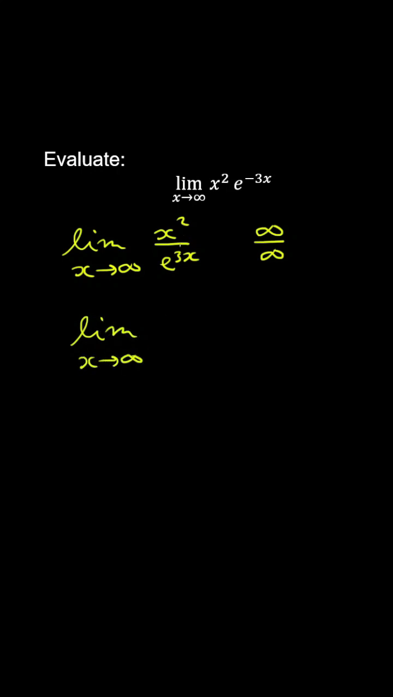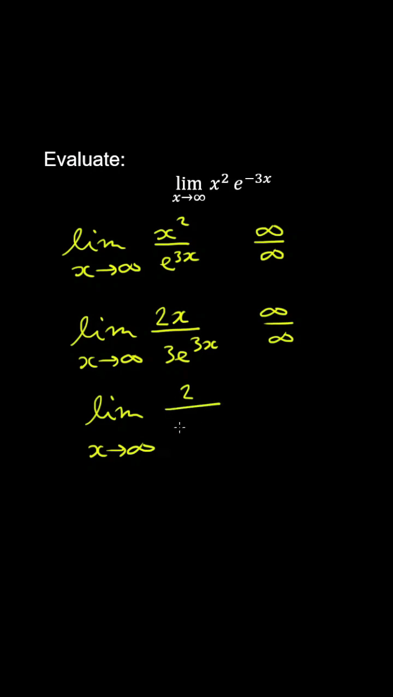So the limit as x approaches infinity of 2x on 3e to the 3x. And this is still a limit of infinity on infinity. So therefore we can differentiate again. So we have the limit as x goes to infinity of 2 on 9e to the 3x. And therefore this becomes 2 on infinity, or 0.